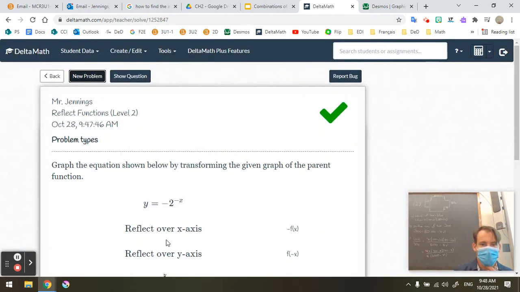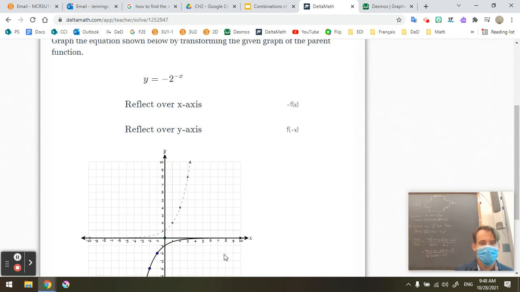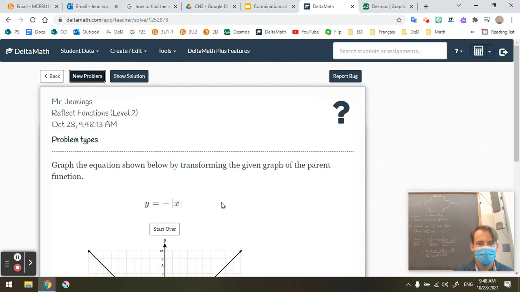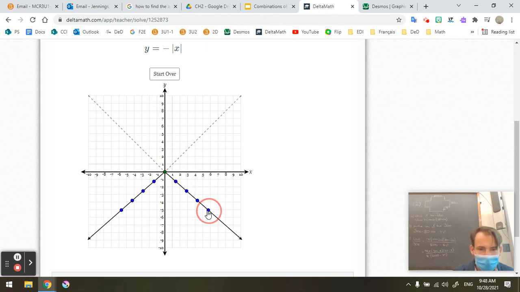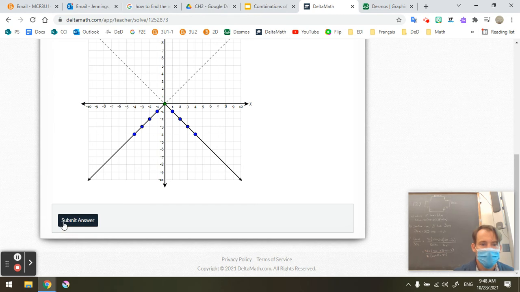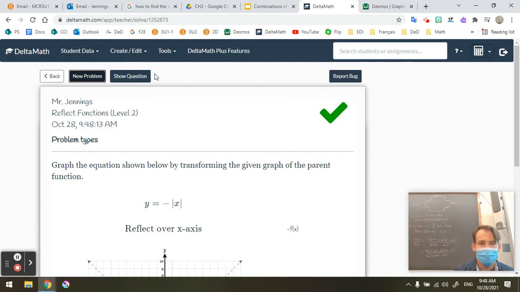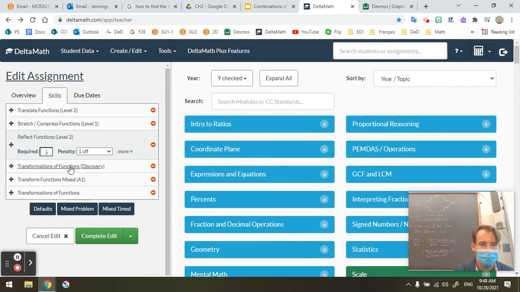Double reflection. Reflect over the x-axis, reflect over the y-axis. So try some of these practice problems. Here's the absolute value function. It's being reflected in the y-axis. So I would bring this down here. There we go. Submit answer. And do these reflections. Practice all of these different transformations.